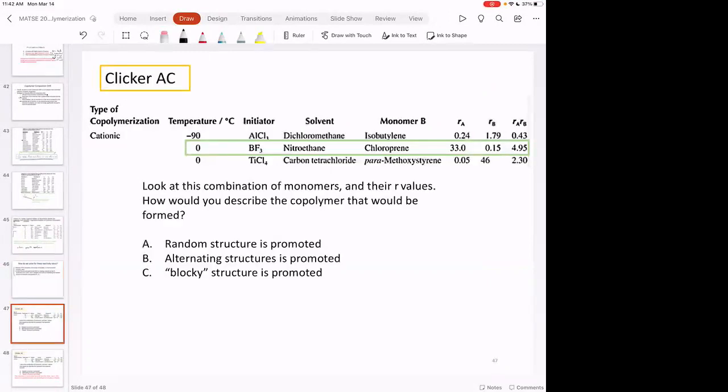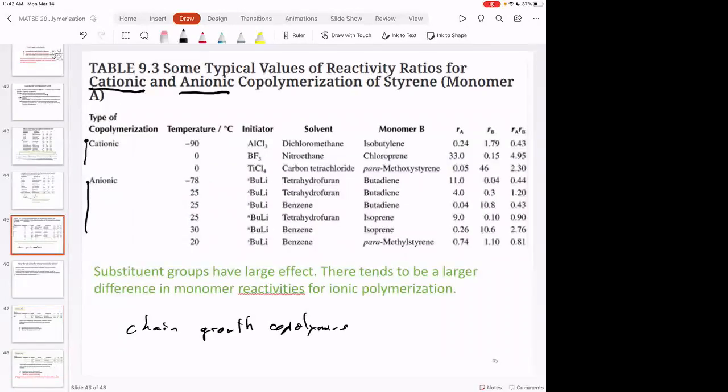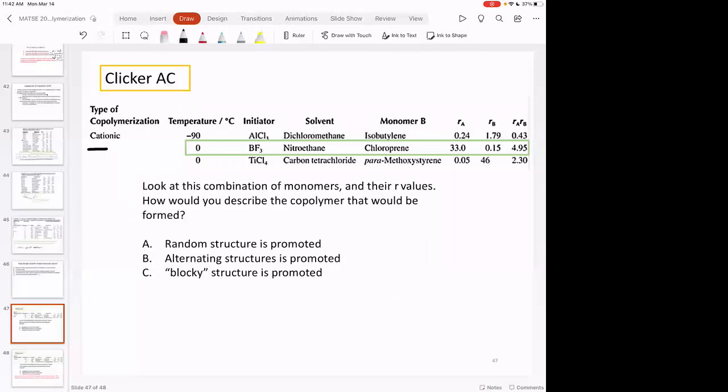All right, another clicker question. So we have this combination of monomers for cationic chain growth polymerization. And so where the heck is monomer A? It's up here in this table. I think this is styrene. Yeah, styrene is monomer A. From slide 45. Great. And so our RA in this case is 33. Our RB is 0.15. And the question is, how would you describe the copolymer that would be formed under these conditions?